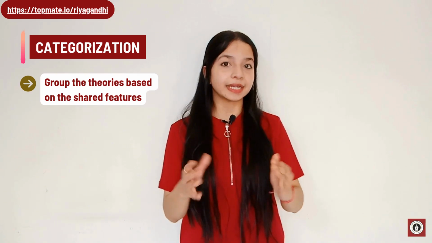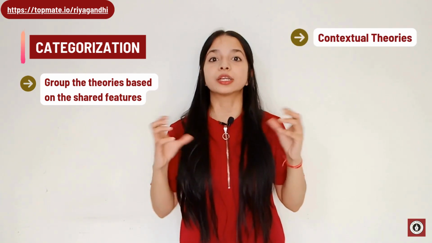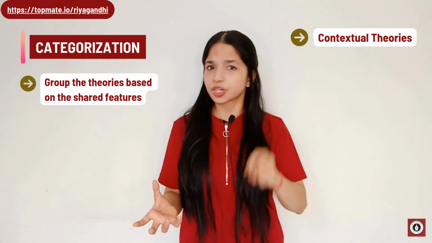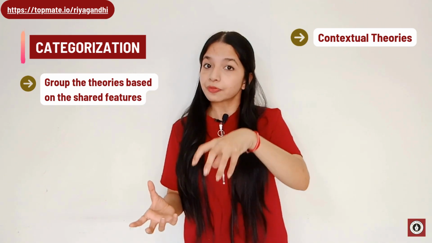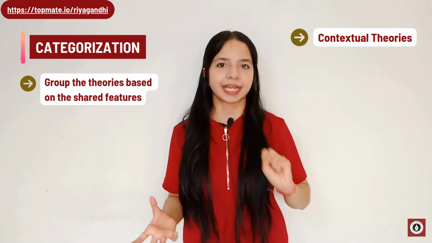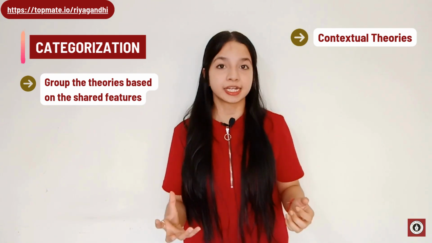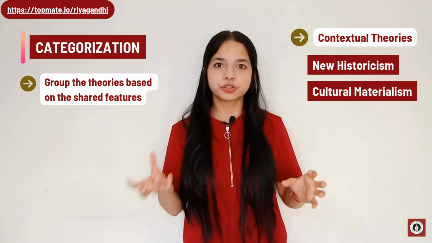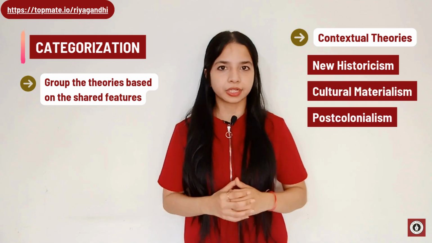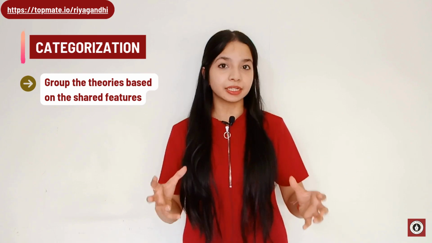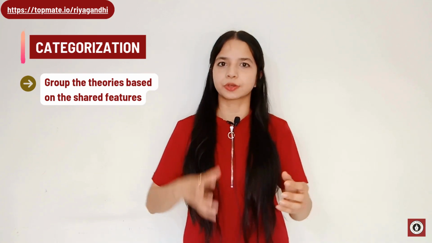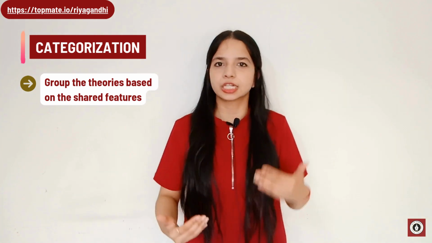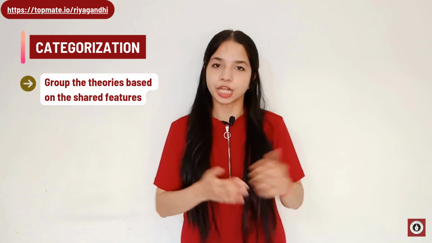Similarly, you can create another category called contextual theories, where the meaning of the text is extracted not from the text but from the context in which the text was produced, like history or society. What are these theories? Like new historicism, cultural materialism, post-colonialism, right? Similarly, you can categorize other theories based on the commonalities, the features, the characteristics that they share with each other.